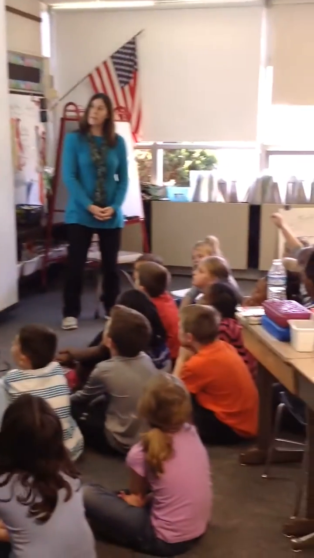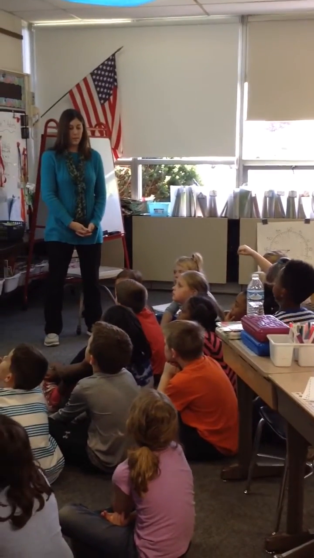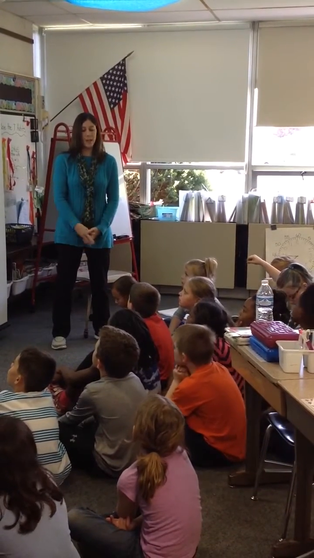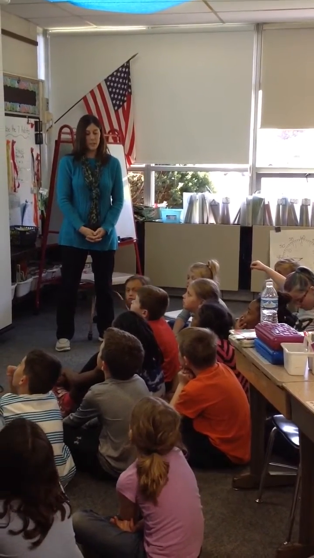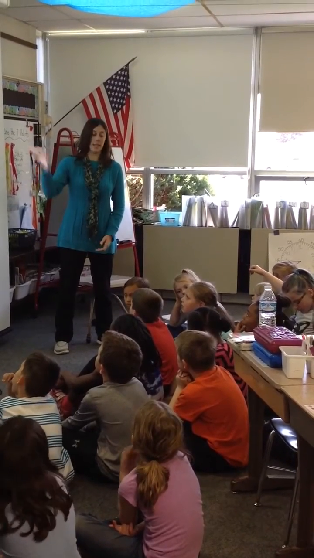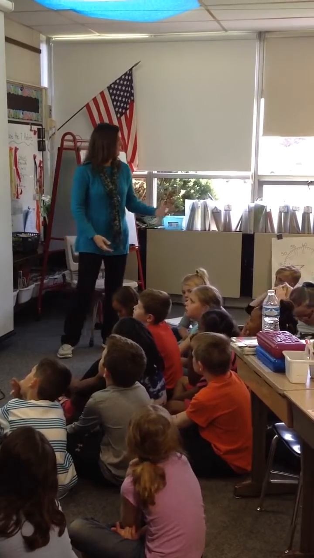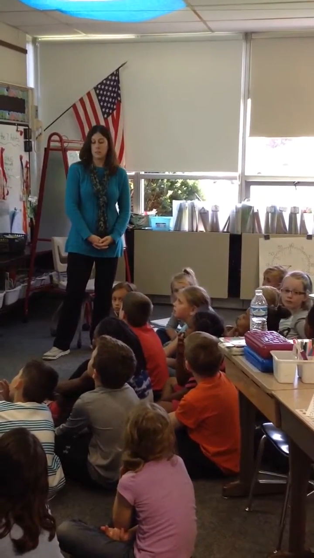Who can infer something right now? Parker? She might not like her that much. Maybe Sally doesn't like her. Why do you say that? What's the text evidence? Or maybe Olivia doesn't like Sally. What's the text evidence? Why do you think that? What does it say? She was a little anxious.